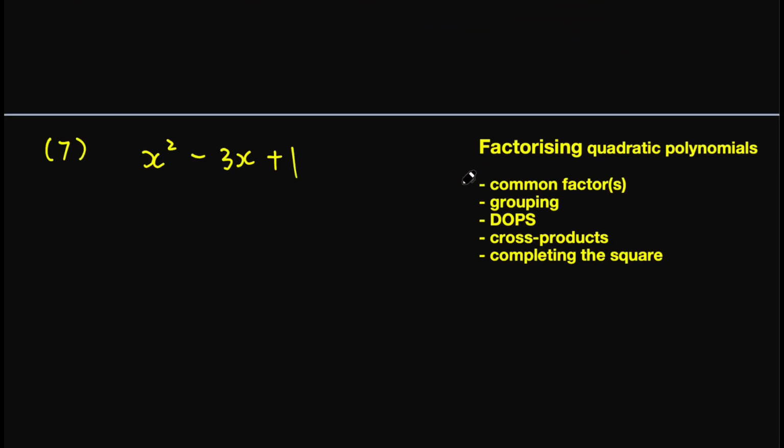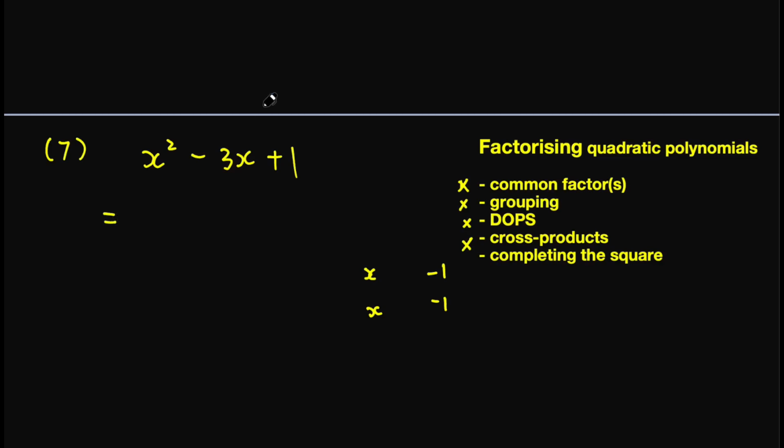Still use a list. Common factors? No. Grouping? Not straightforward. Dots? No. Cross product? Let's try. So x times x, and then the constant is 1, 1. No matter whether we keep both positive or both negative, it seems that we can't get the middle term as negative 3x. Therefore, cross products are not valid here. Then we are going to try completing the square.